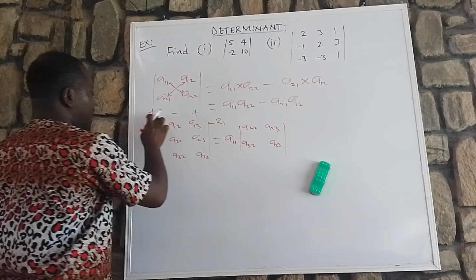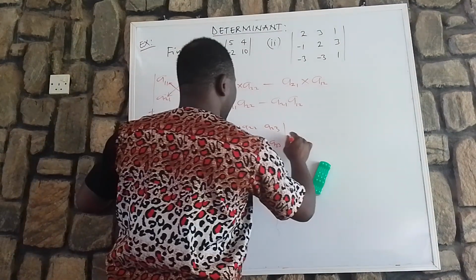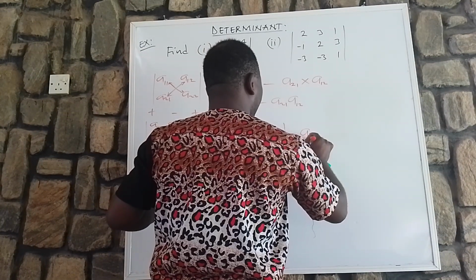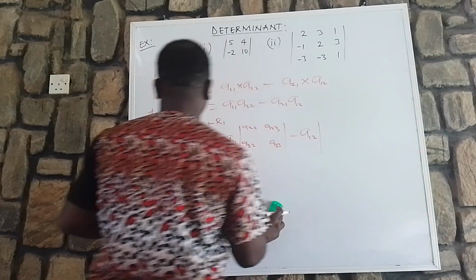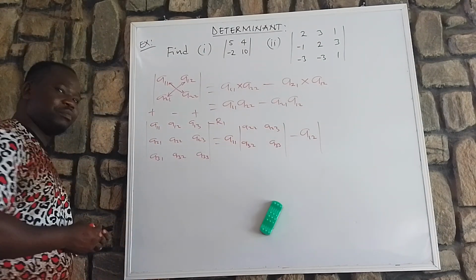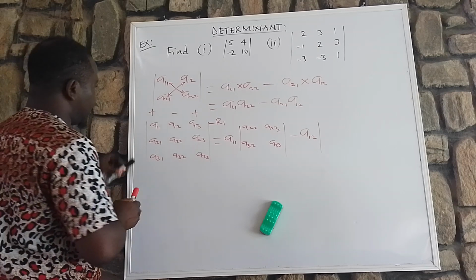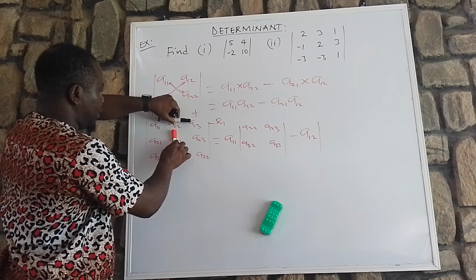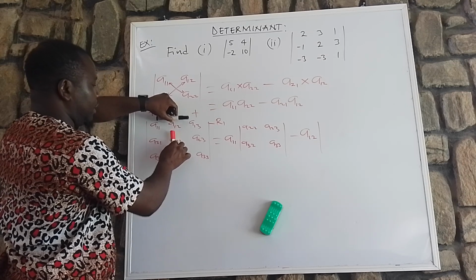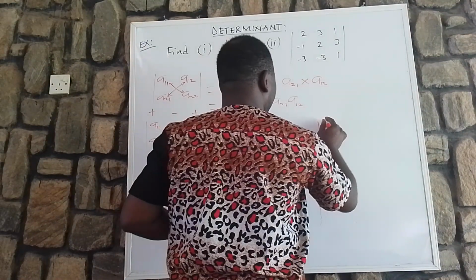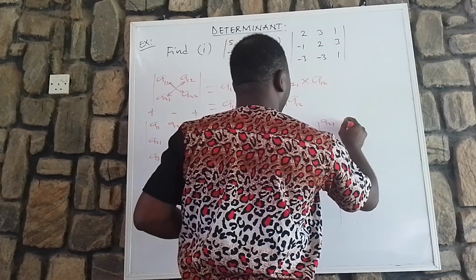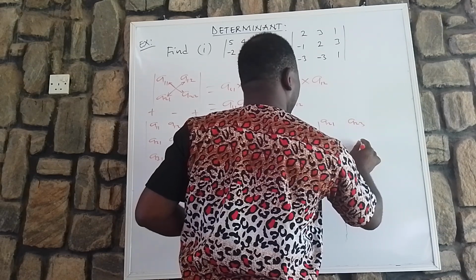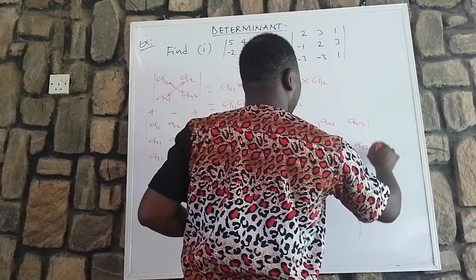Plus, mind you, plus, minus. So here will be minus. Determinant of A12 will be minus A12. Then the same thing is applicable here. We are going to apply the same thing. So what are you left with? A21, A23, A31 and A33. So here will be A21, A23, then A31, A33.